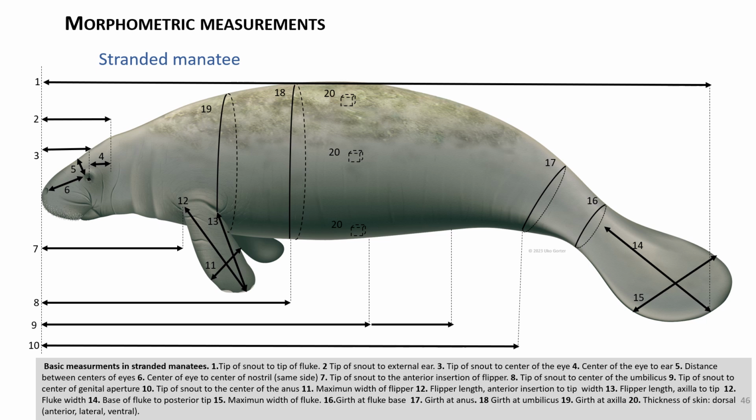Maximum width of the flipper, flipper length, anterior insertion to tip, flipper length, axilla to tip, and then fluke width. Then base of the fluke to posterior tip, then maximum width of the fluke, then the girth at the fluke base, then the girth at the anus, then the girth at the umbilicus, and then the girth at the axilla. And then again, we need to know the thickness of the skin, dorsal, lateral, and ventral.